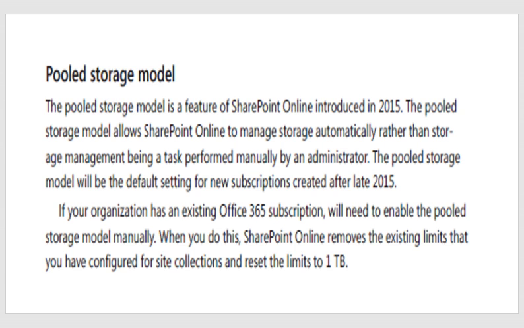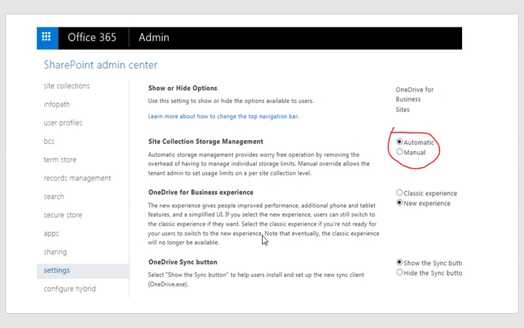When you do this, SharePoint Online removes the existing limits that you have configured for site collections and resets the limits to 1 terabyte. So if you go to the SharePoint Admin Center and click on Settings, and scroll down until you find Site Collection Storage Management. In my tenancy it is set to automatic, so the limits will be removed, but you can set it to manual, and you can go ahead and basically just set those settings manually.